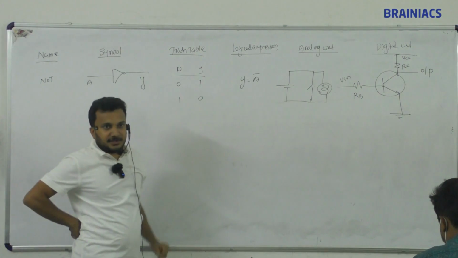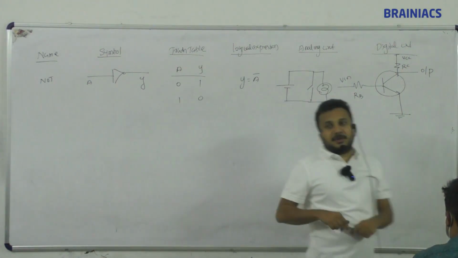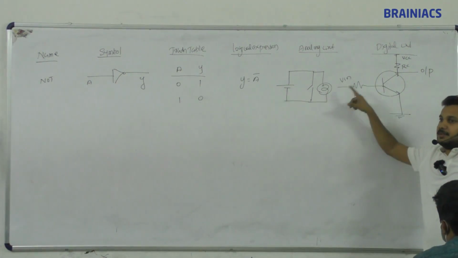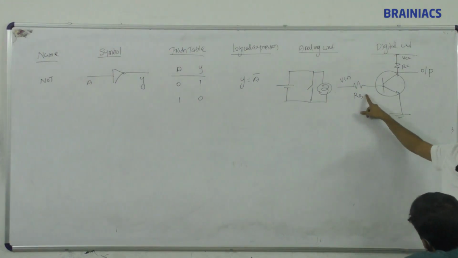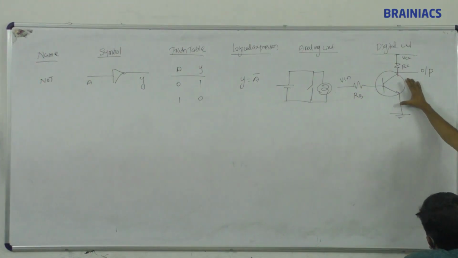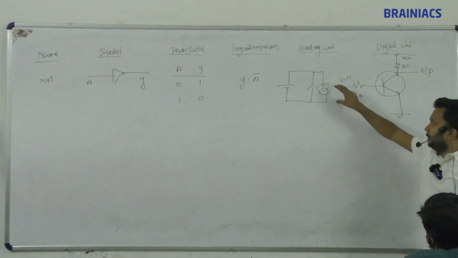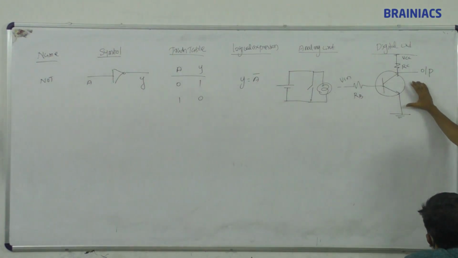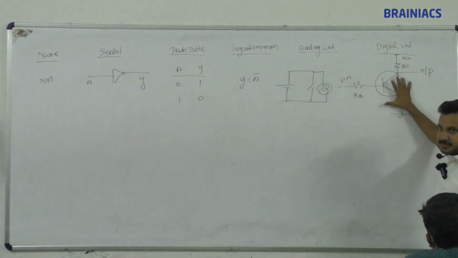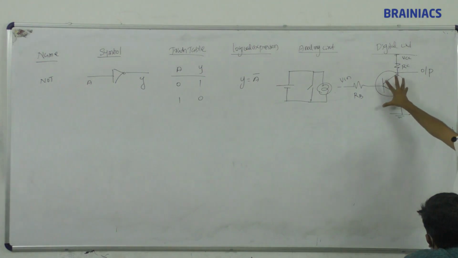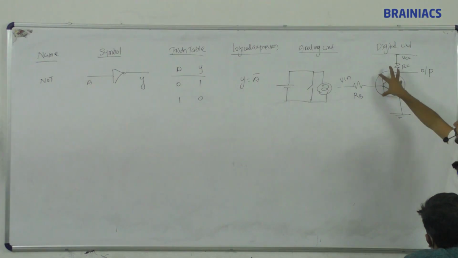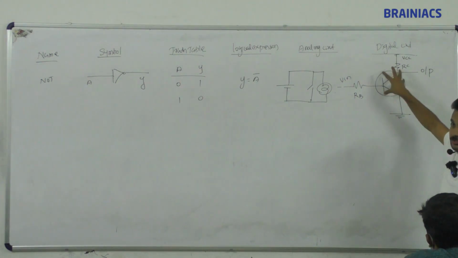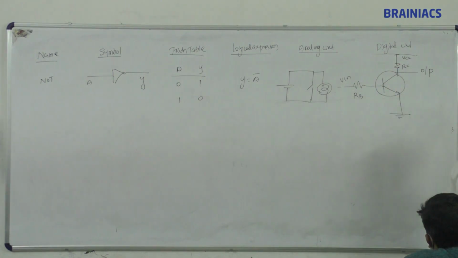Next one, digital circuit is a transistor. Now you are giving input voltage here. If you are giving input voltage, IB will be there. Because of the IB current, transistor is on or off? If you are giving input voltage, base current will be there. Because of the base current, transistor is on. If transistor is on, you can consider this is like a switch. So transistor is on means switch is on.